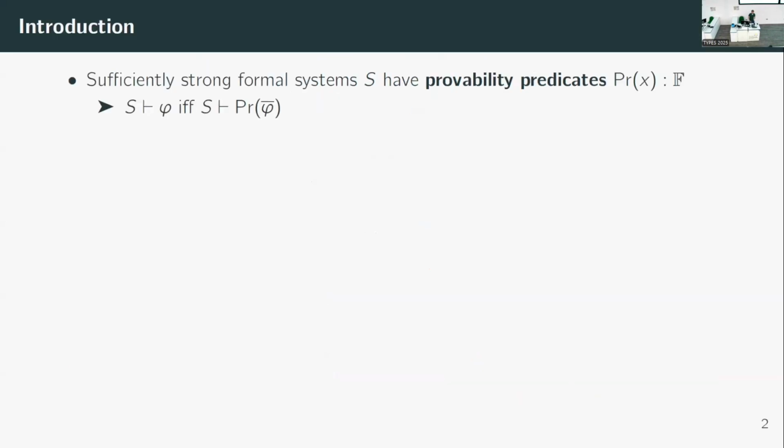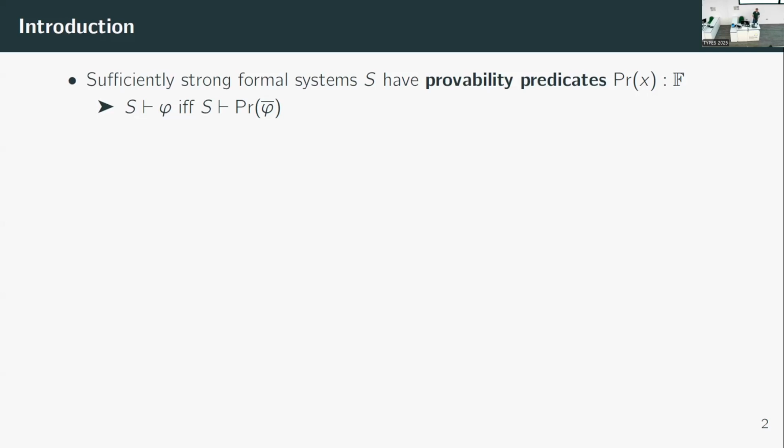What is a provability predicate? Sufficiently strong formal systems S, for instance Peano arithmetic, or most of the type theories presented here at this conference, have these provability predicates. This is a formula in the system that has one variable and that characterizes the provability of other formulas in the system, in the sense that some formula phi is provable in S if and only if this PR instantiated to some encoding of phi is provable in S.